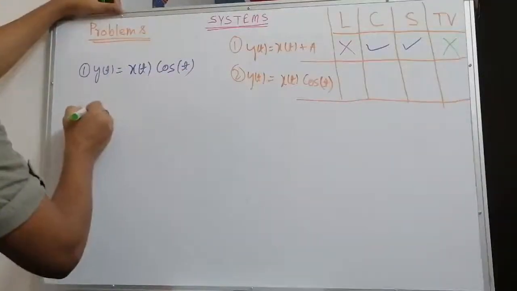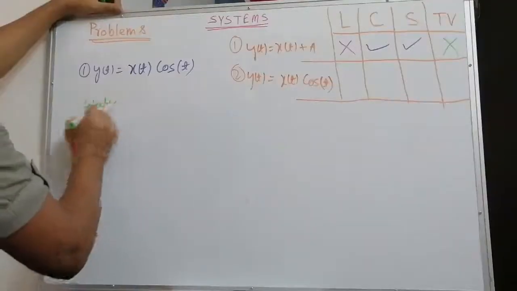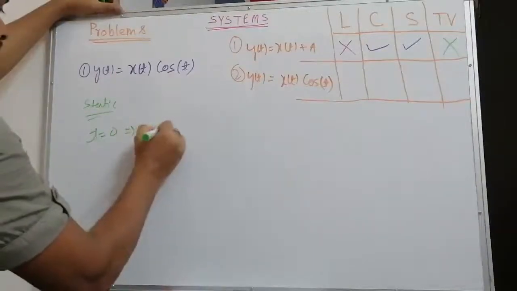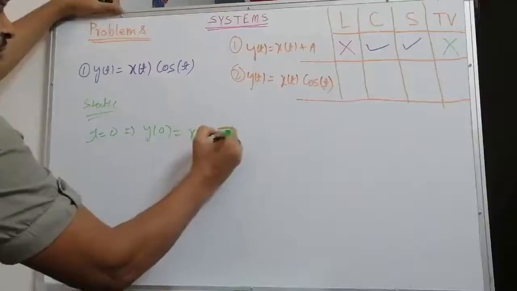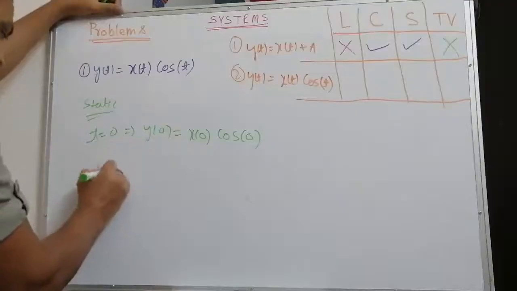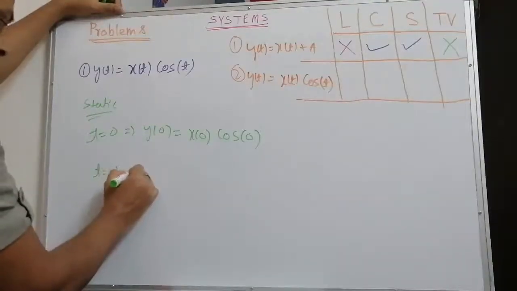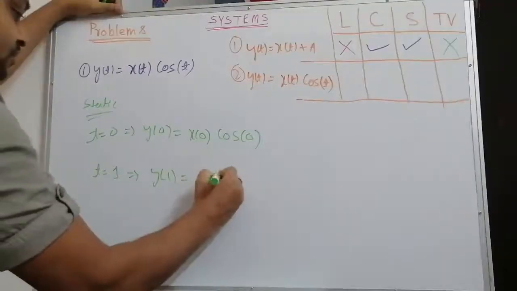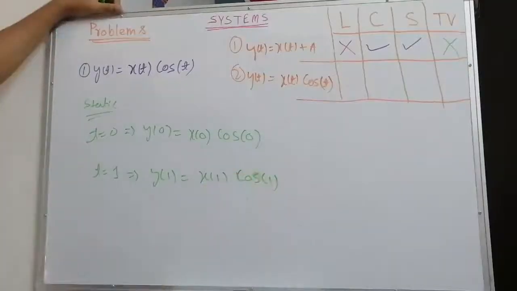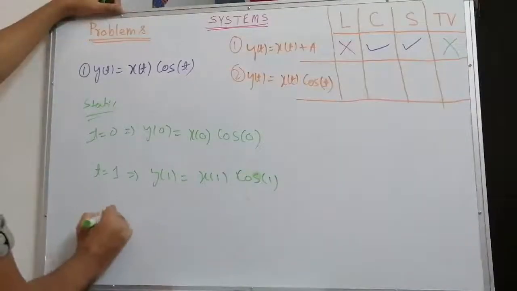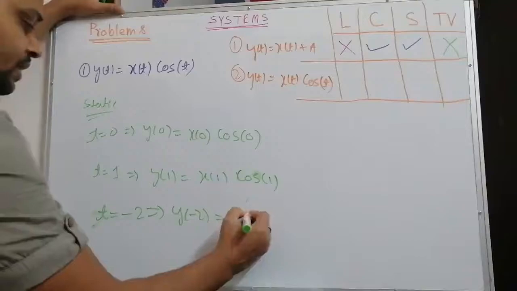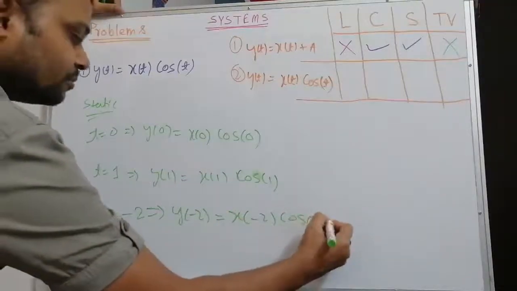So for static, put t equals 0 here. What we get is y(0) equals x(0) cos 0. If t equals 1, then y(1) equals x(1) cos 1. If t is minus 2, then y(-2) equals x(-2) cos(-2).